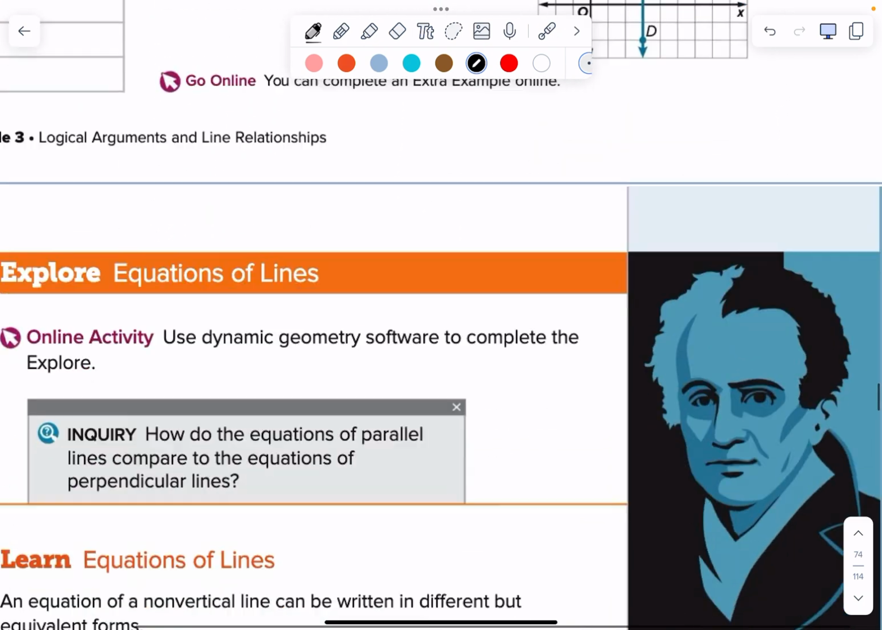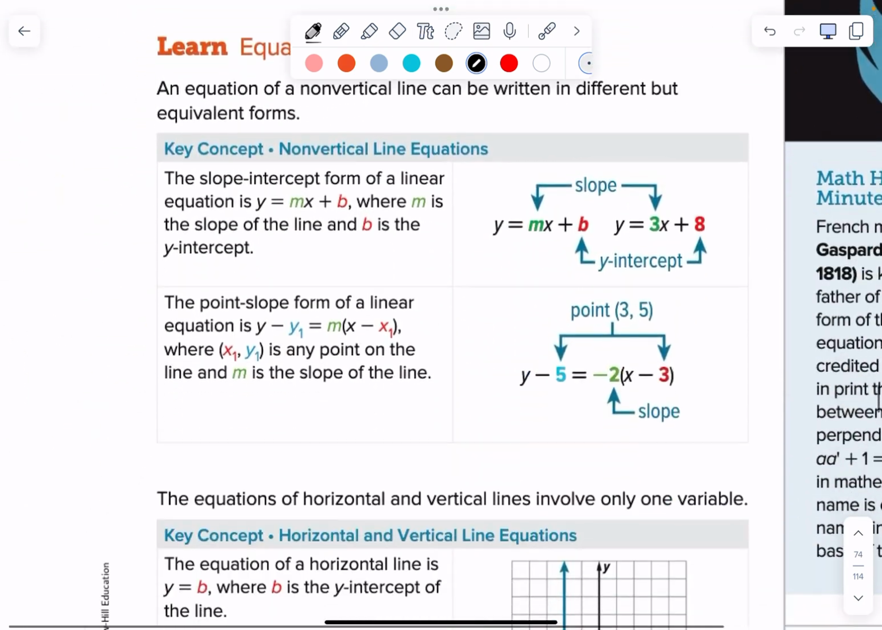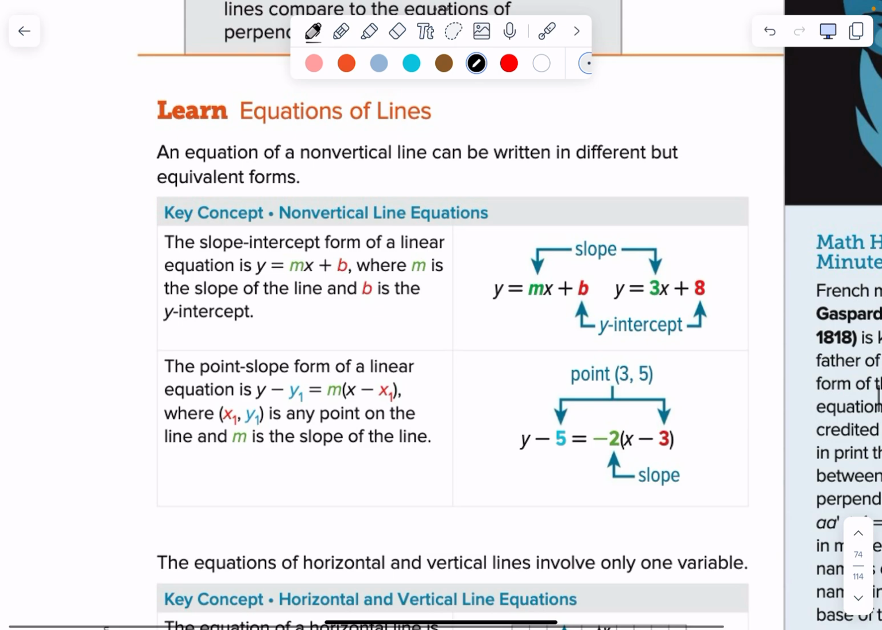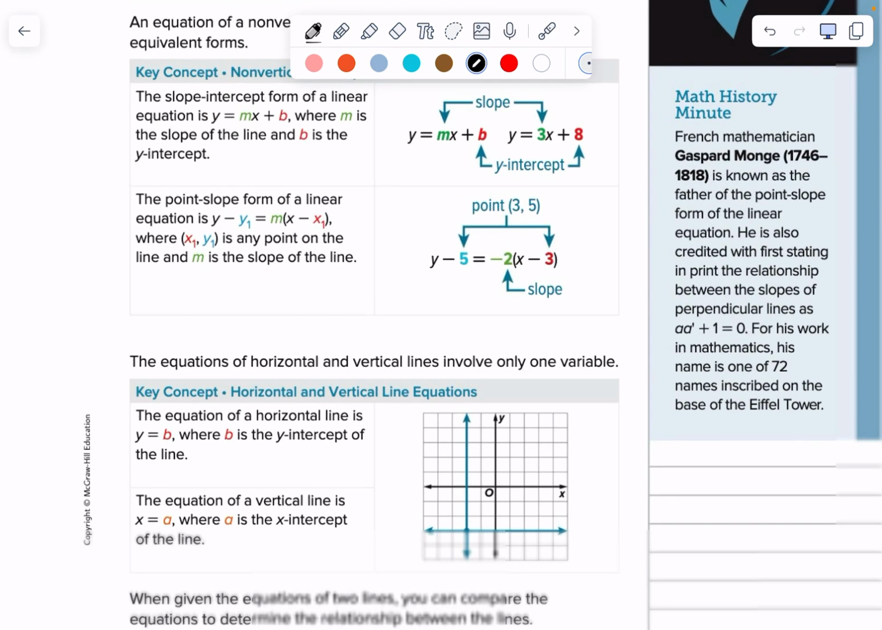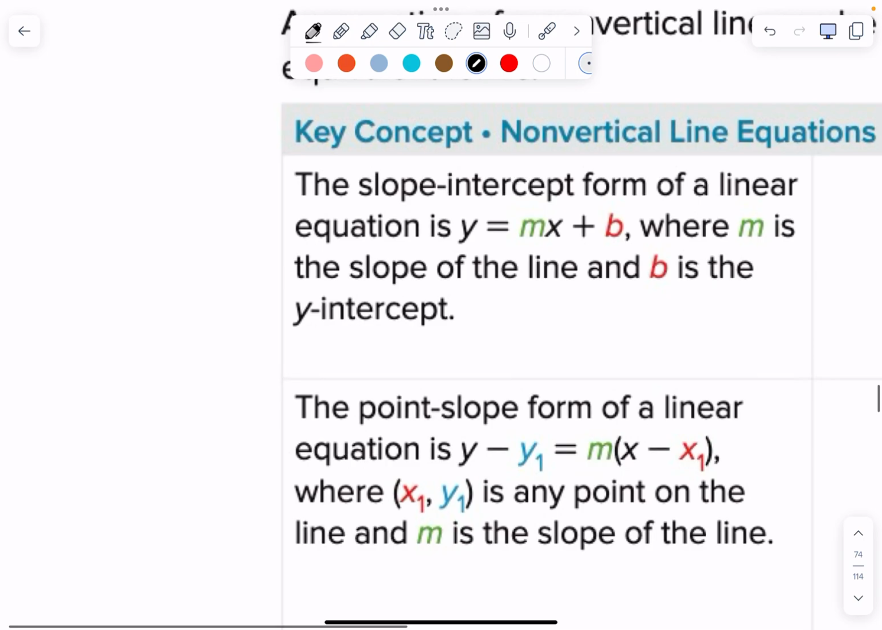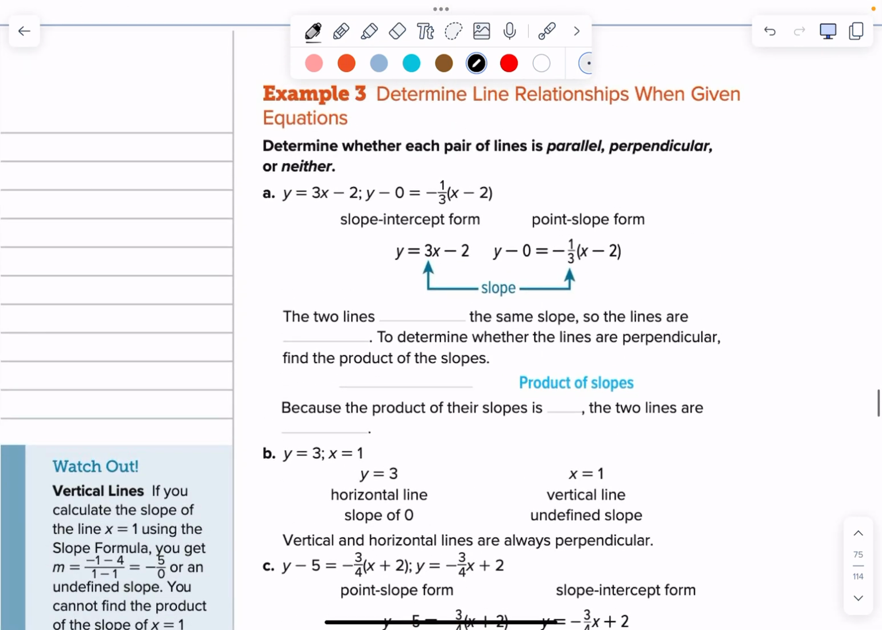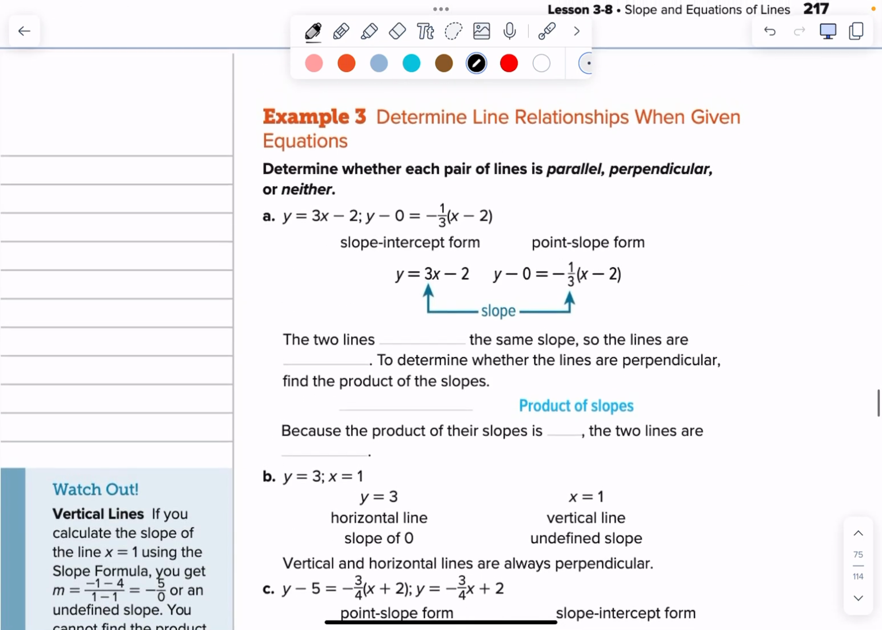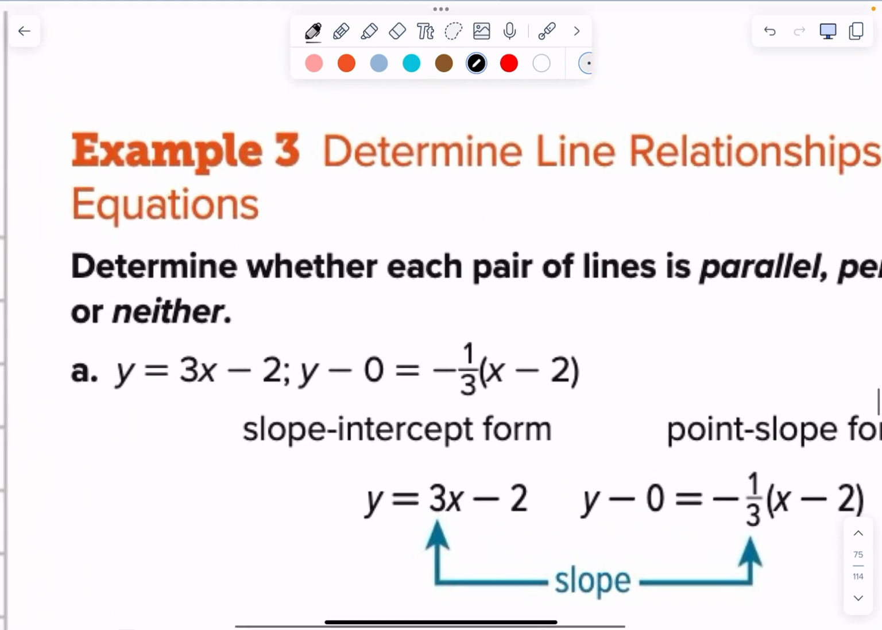Great. Awesome. Done. Next. Equations of lines. Last thing. Equations of lines in slope-intercept form. Let's do this real quick. Go down to example 3. And now, instead of giving me points, they're giving me equations of lines. And I'm going to tell whether they are parallel, perpendicular, or neither.